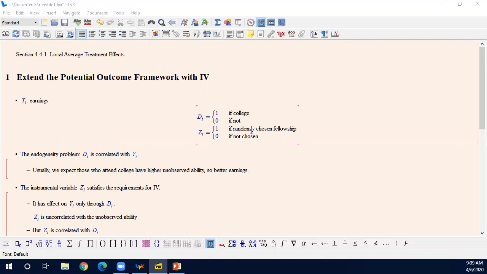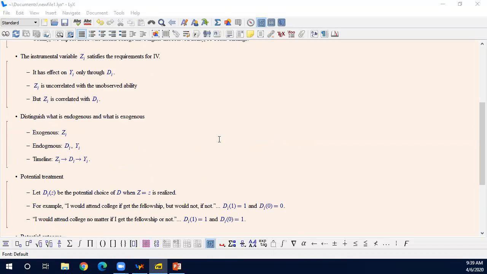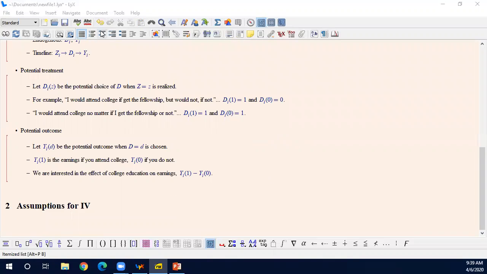So fellowship affects education, and then education affects earnings, but when earnings is determined, the fellowship has no direct effect. So that is the first assumption we need. There is no direct effect of IV on the outcome. This is already embedded.